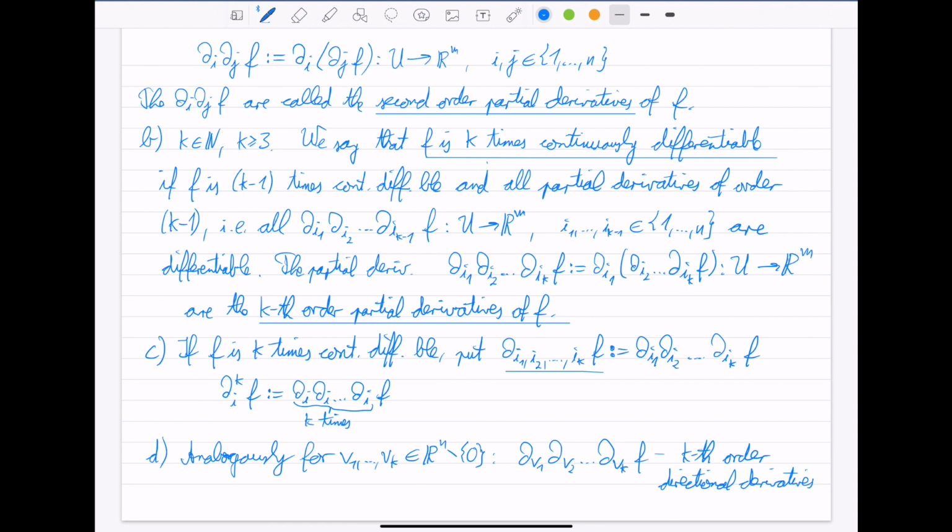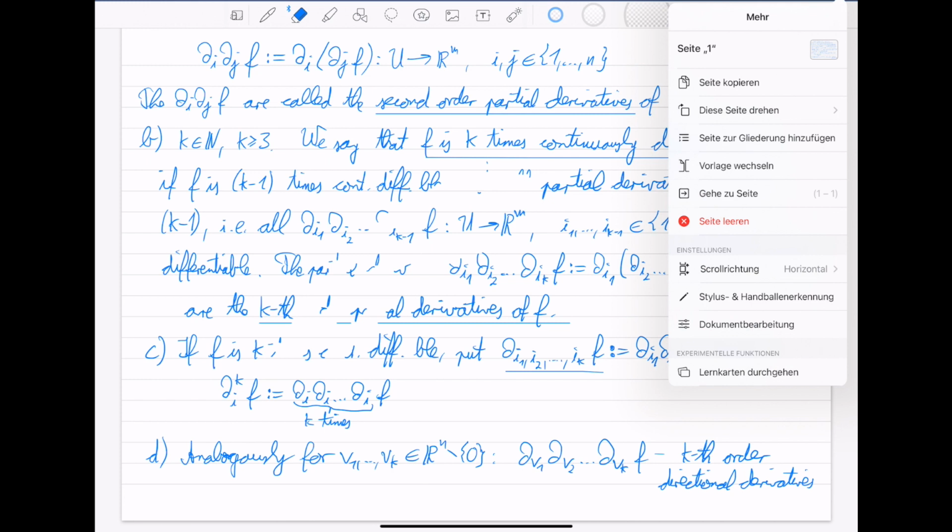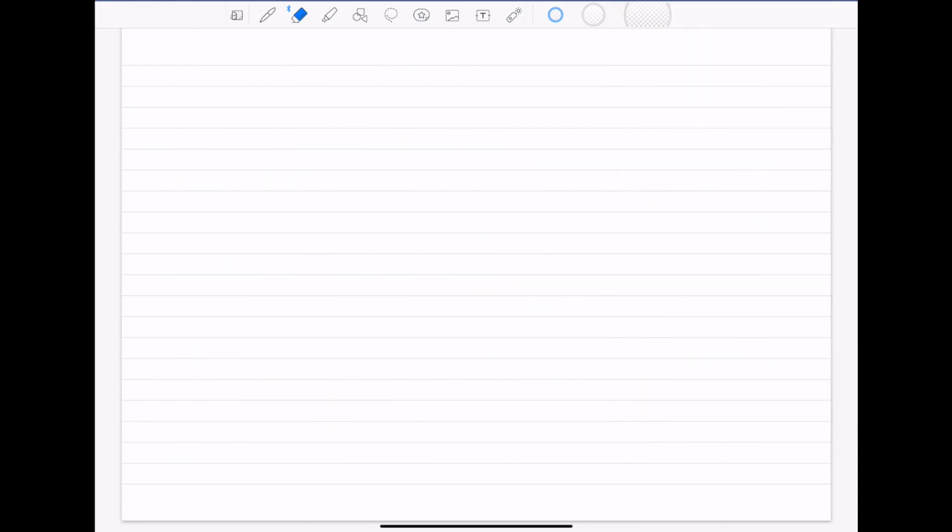Now, okay, now I have to erase. No, I'm just kidding. I can do this much faster, namely by just emptying out this page. Okay, so we've introduced now the higher order partial derivatives.